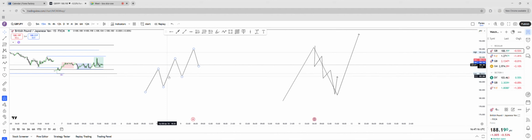Do you understand what I'm saying? Yes. So inside a swing structure, you can find a lower time frame structure, which is intraday structure like this. For example, like this. You can find intraday structure like this.